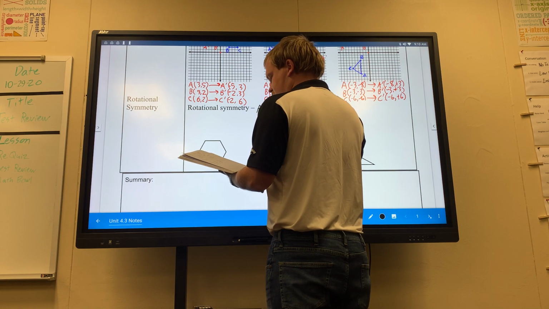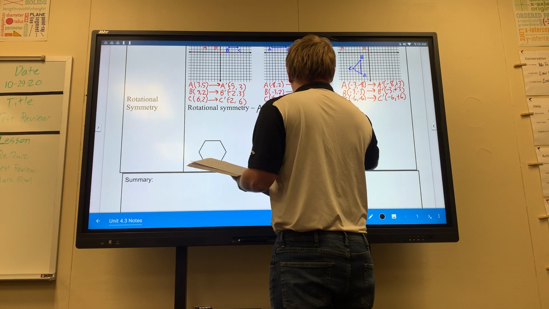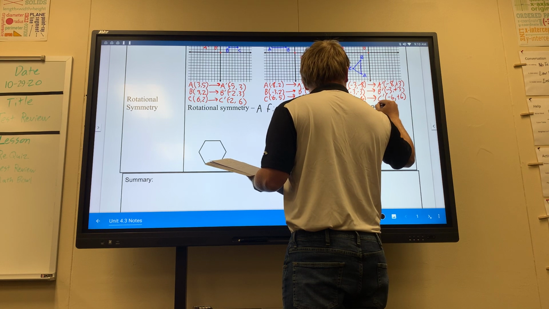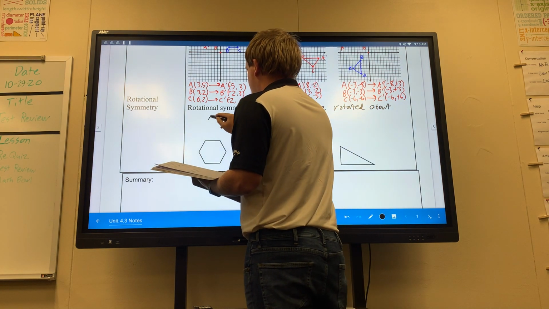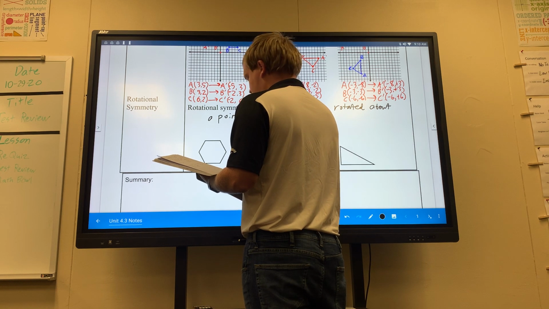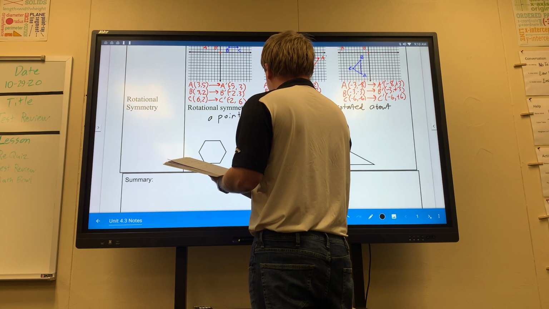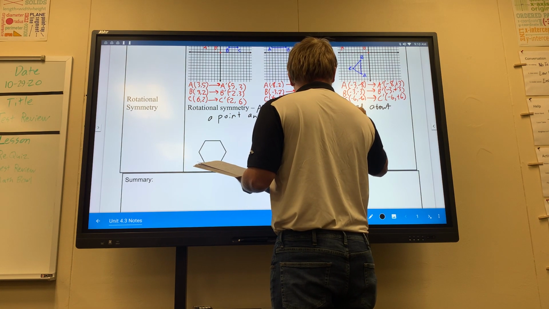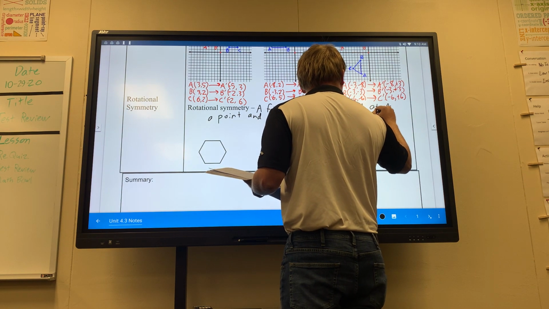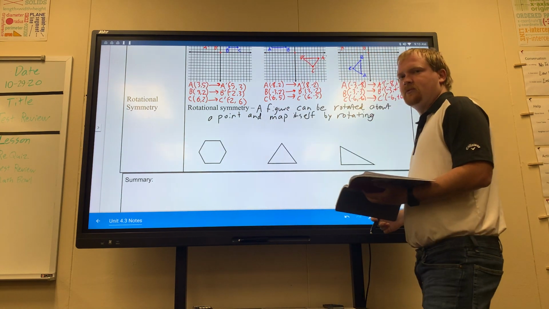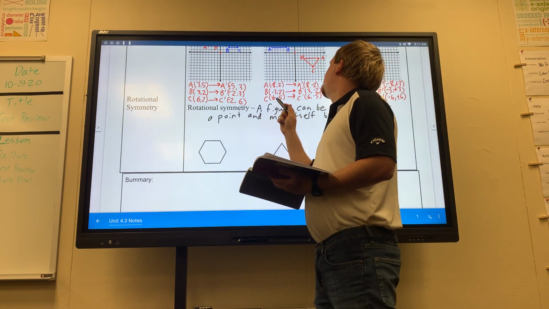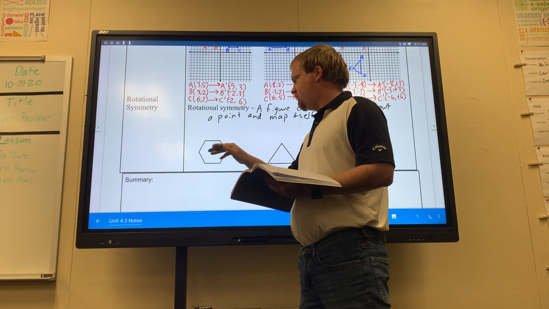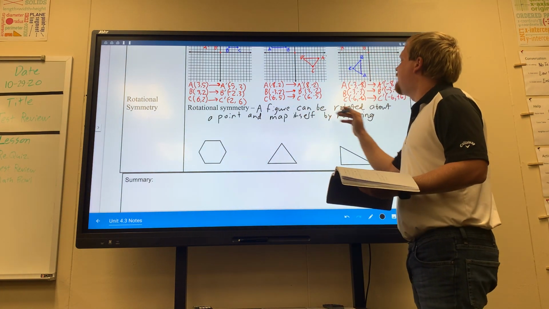A figure that can be rotated about a point and map itself by rotating. Okay? So rotational symmetry is a figure that can be rotated about a certain point, which will pretty much be the center of the figure, and map itself by rotating.